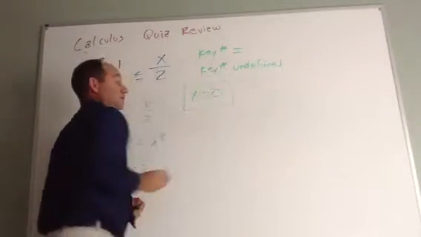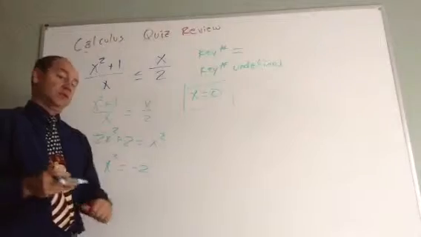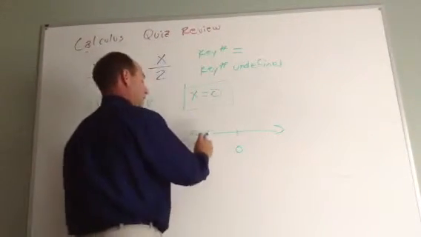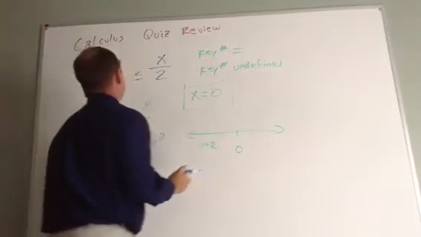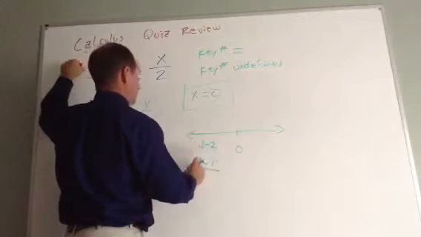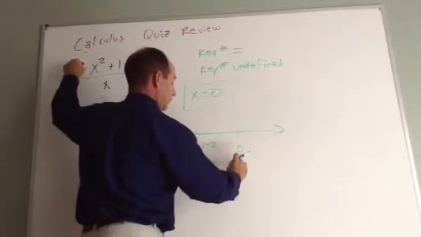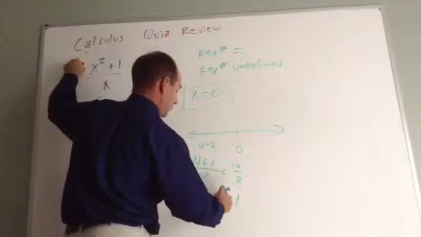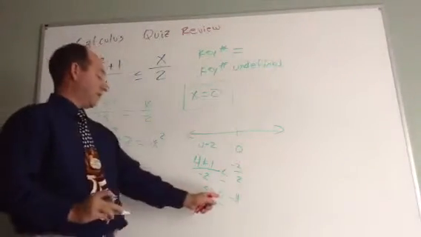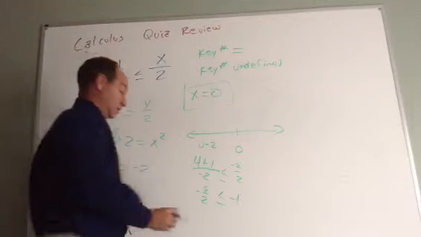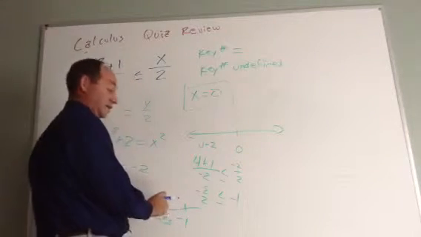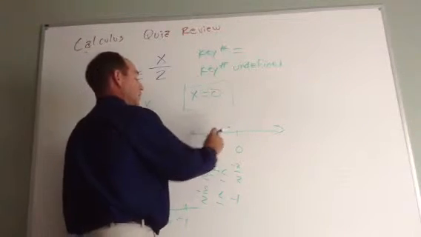So now that I've searched for all my key numbers and I found x equals 0 to be the only one, then I go look at my regions and I say, here's 0. I'm going to check something to the left of here. So let's just say -2. And I'll check the truth statement for this. -2 squared is 4. 4 plus 1 over -2. Is that less than or equal to -2 over 2? Well, this is -1, and that's -5/2. Is -5/2 less than or equal to -1? Make sure you understand here, where are we talking? Here's -1, here's -2.5. Is this less than there? And the answer is yes.